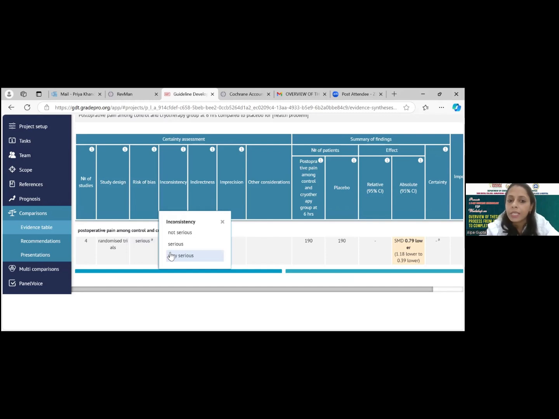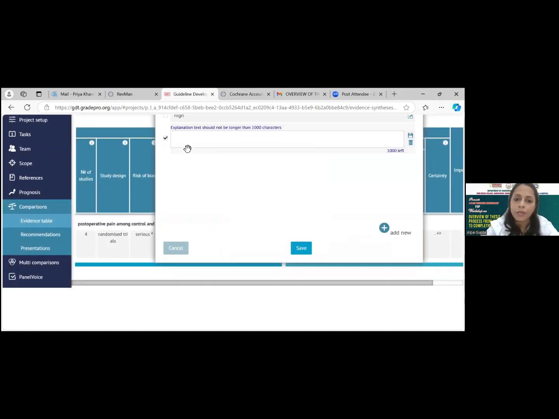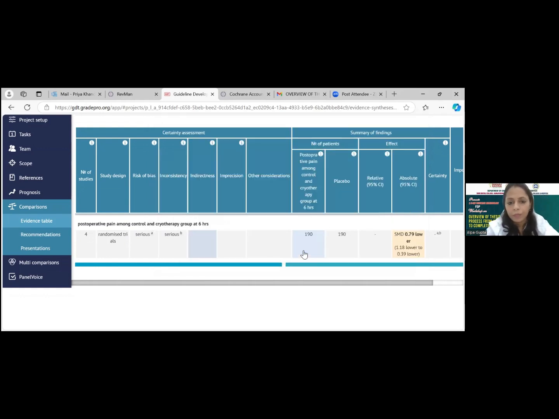Next is your inconsistency. Inconsistency in this parameter was serious because the value of heterogeneity was 76%. So you have to add the reason here. Value of I square is 76%. Next is your indirectness. Indirectness was not serious in this systematic review. There was no difference in the population, intervention, comparison. Imprecision was also not serious because the effect size came out to be 0.79, which is a good large effect size. Population size was also pretty good, that is 380.